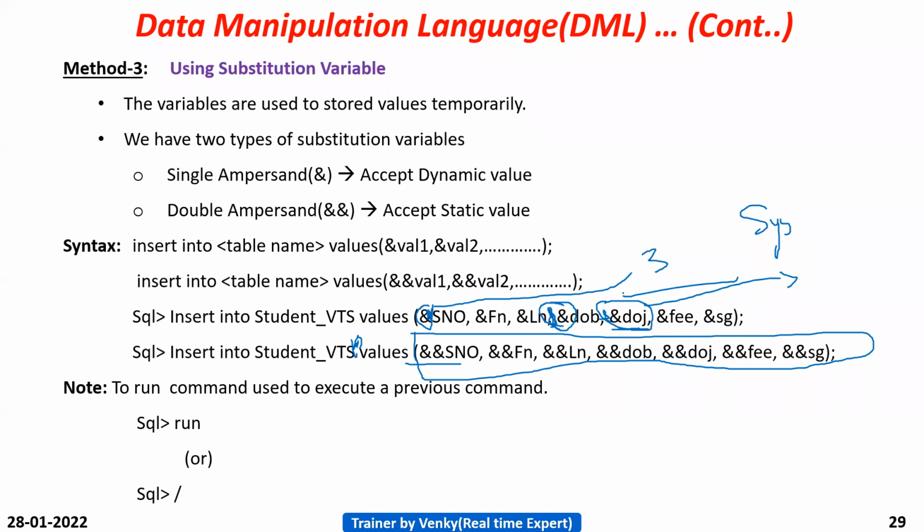When to use it? For example, today in my institute, 100 people are joining. I want to insert the data, and every time it will take sysdate only, today's current date and time. So by then you can use this double ampersand.